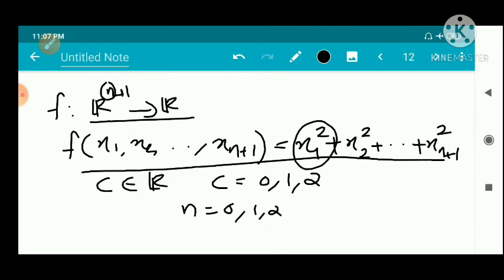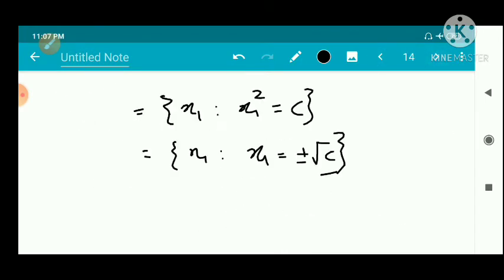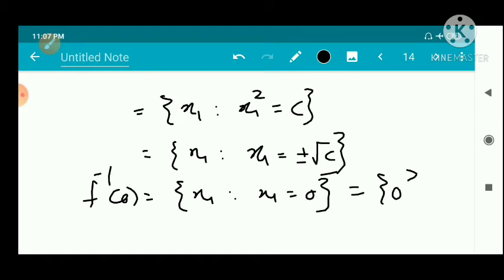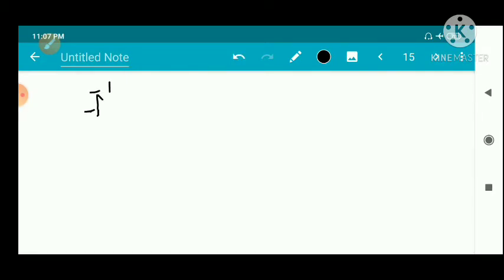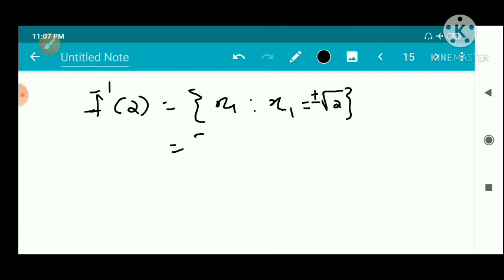Now we have to sketch for c equal to 0, 1 and 2. So f inverse of 0 is the set of all x1 such that x1 equal to 0. That is the only point 0, singleton 0. f inverse of 1 means the set of all x1 such that x1 equal to plus or minus root 1. That is, the set minus 1 and plus 1. The next, f inverse of 2 equal to the set of all x1 such that x1 equal to plus or minus root 2. That is, the set minus root 2, plus root 2. These are the level sets. Then what is the graph?